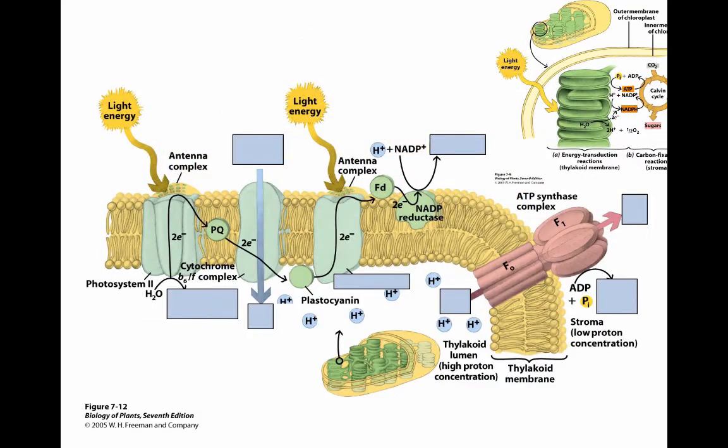Now, I don't want you to get all worried about this illustration. If I ask you anything about it, I will give you this illustration on any exam. But what I want you to notice is we have this thylakoid membrane that's a phospholipid bilayer. It's got lots of proteins associated with it that are important for photosynthesis. We have light that's being harvested to excite electrons to ultimately produce NADPH.